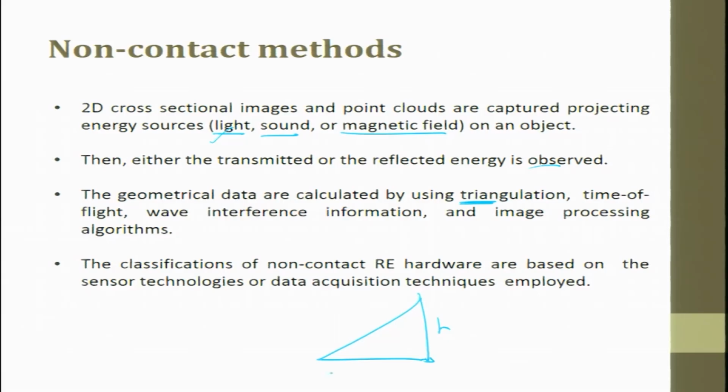Height is known, distance is known, or this distance is known. So you try to get the triangulation. This is a triangulation method. Next is time of flight.